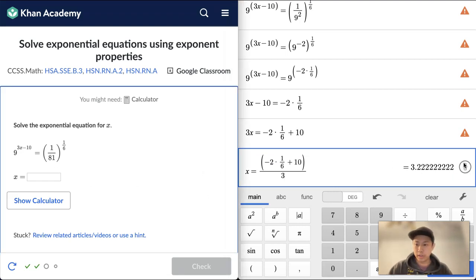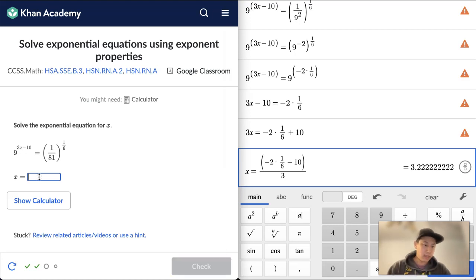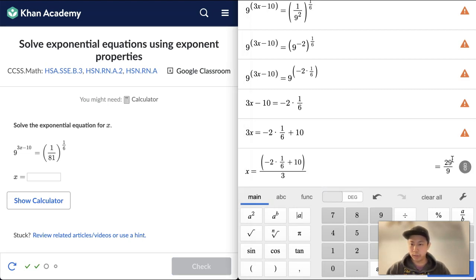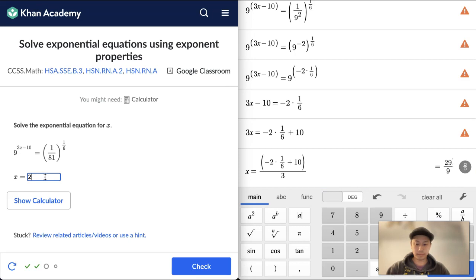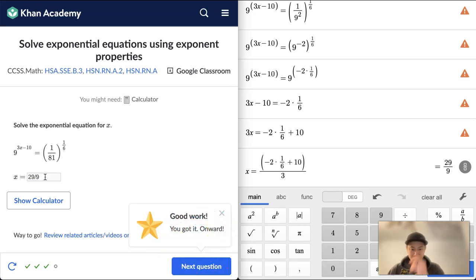So I think we do want the fraction version for this one because I'm not sure Khan Academy will accept the repeated decimals. They might, but I don't want to risk it. So let's just convert this to a fraction. Should be 29 ninths. Okay, so 29 over 9. There we go. Uno más.